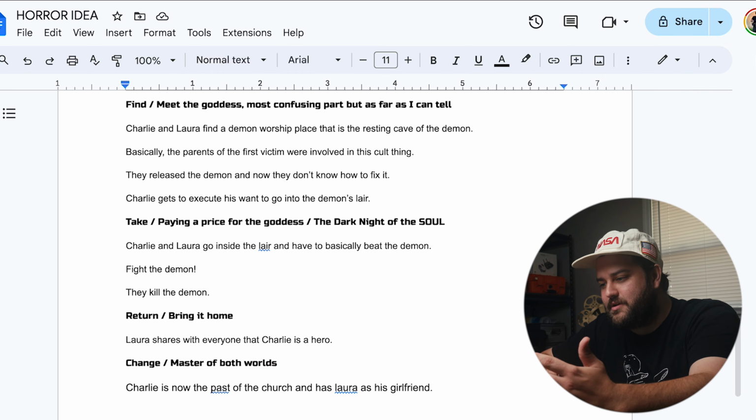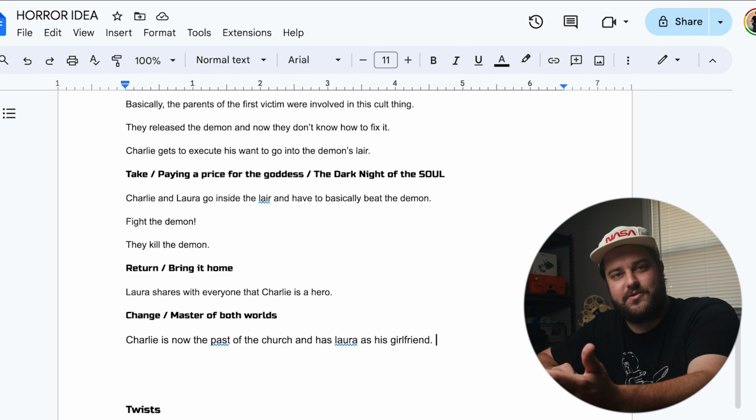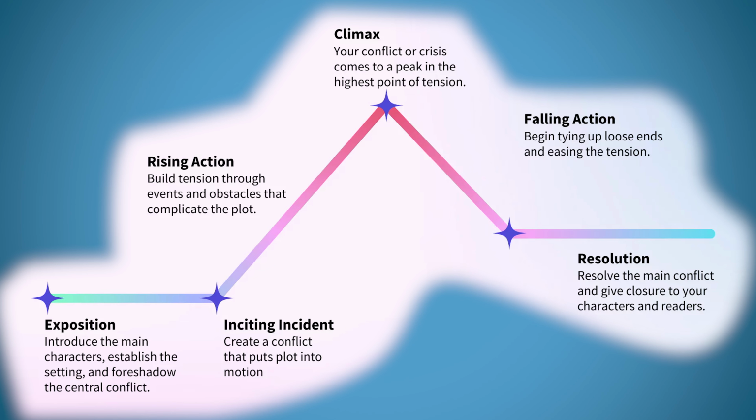And ultimately, each one of these, for example, Return, Laura shares that Charlie is a hero, can be a very short portion of the story. If you think about the traditional introduction, inciting incident, climax, resolution, it's lopsided. A majority of the movie is spent in the process of trying to get from inciting incident to climax. The result from climax to the end of the movie is typically 10 to 15 minutes. So a lot happens before. So the fact that these ending pieces are a little bit lean doesn't really matter.